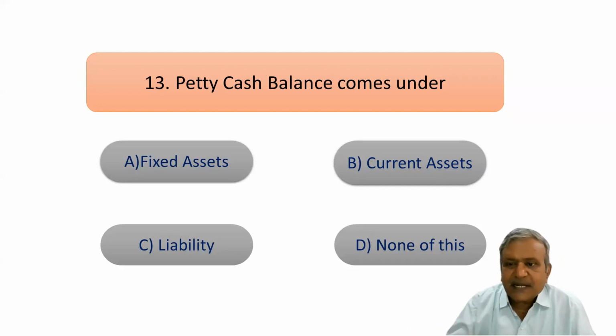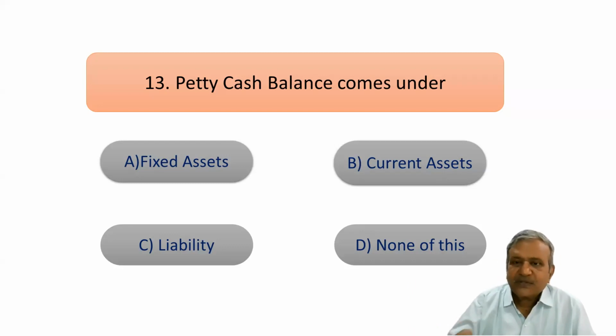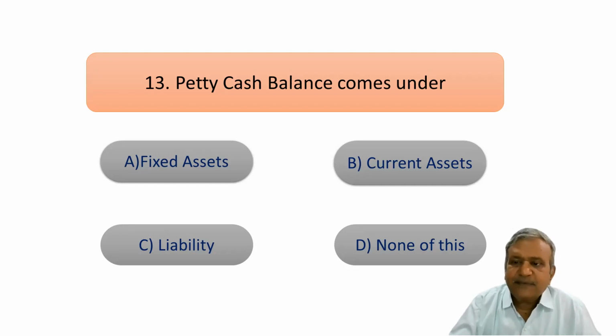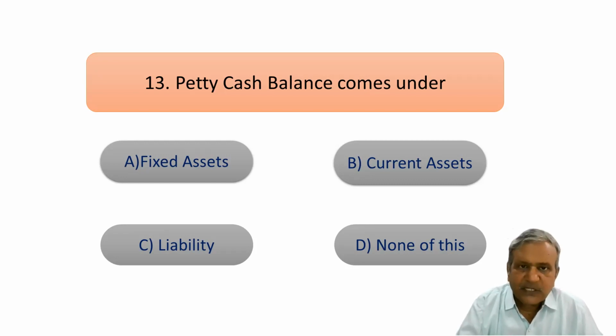Current assets are the bank balance, cash balances, deposits. These we can immediately realize in cash form. Those which can be realized within the same year are called current assets. So that's the reason: petty cash balance is a part of the cash balance, and it is called a current asset. Shall we go for the next one?